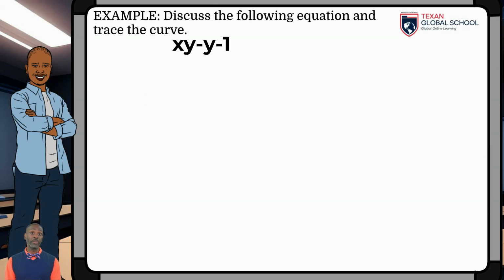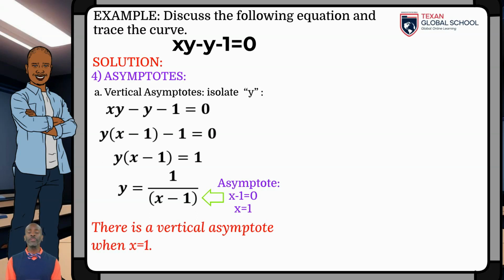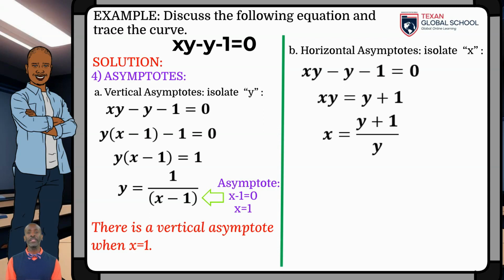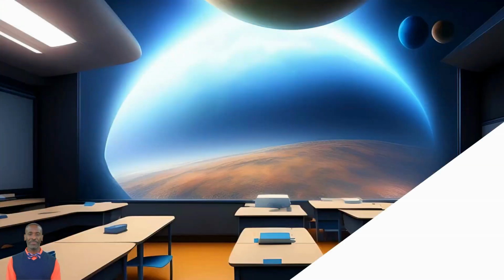Now, to determine if there are vertical asymptotes, isolate y. By making the denominator equal to 0 and isolating the variable, we can find a vertical asymptote when x equals 1. To determine if there are horizontal asymptotes, isolate x. By making the denominator equal to 0 and solving, a horizontal asymptote appears when y equals 0.